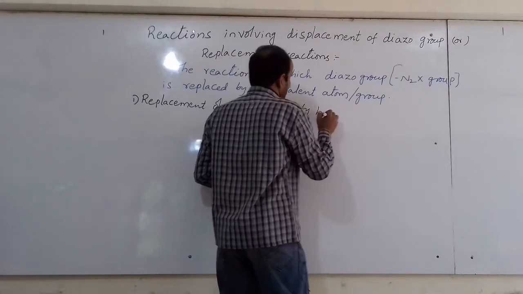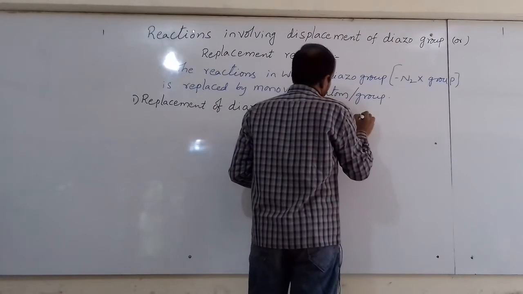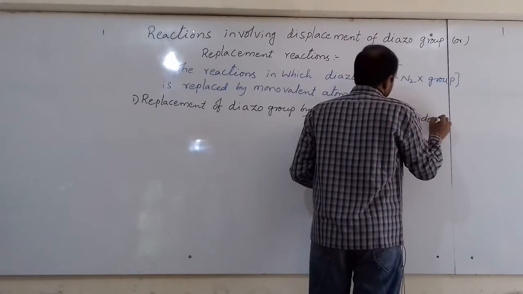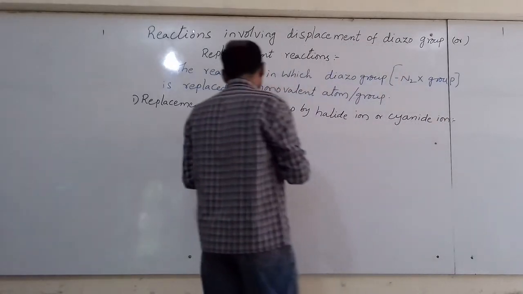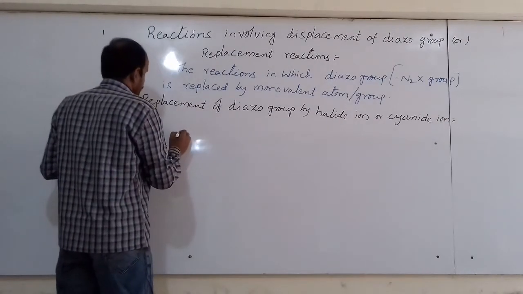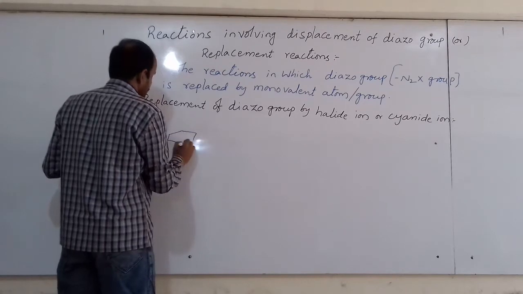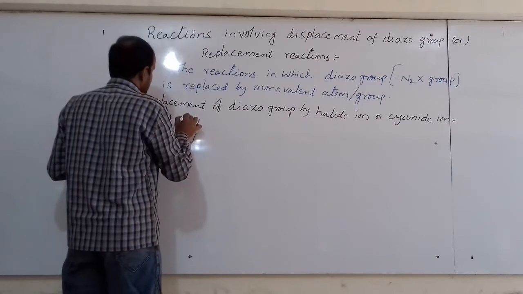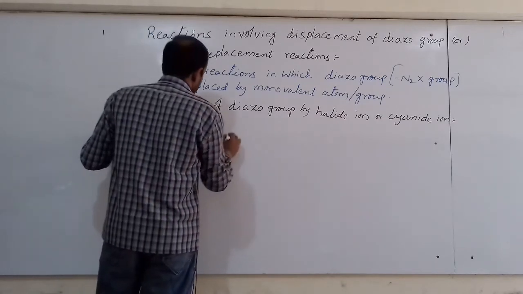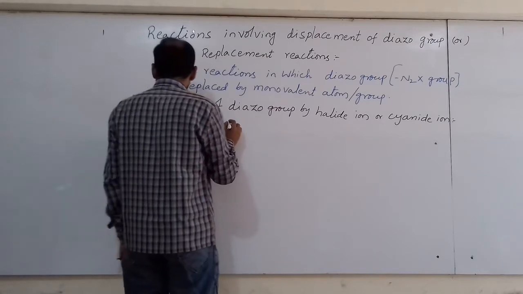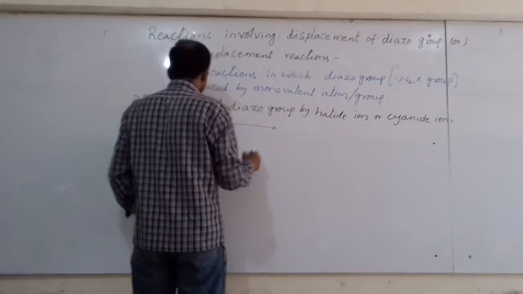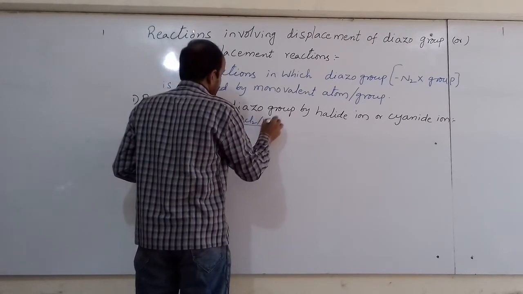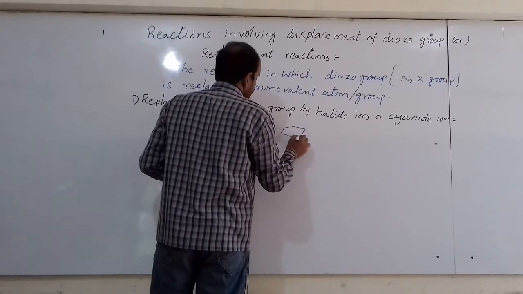By halide ion or cyanide ion. Then take benzene diazonium chloride, C6H5N2Cl. If you take benzene diazonium chloride and react it with cuprous chloride and HCl, then we get chlorobenzene.